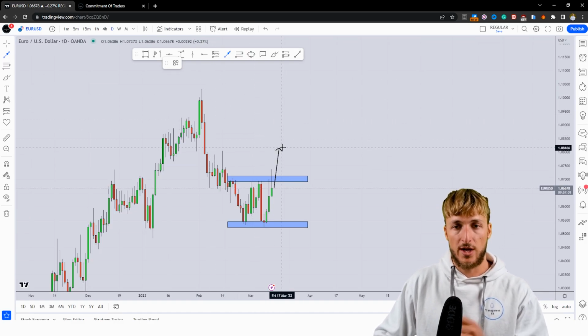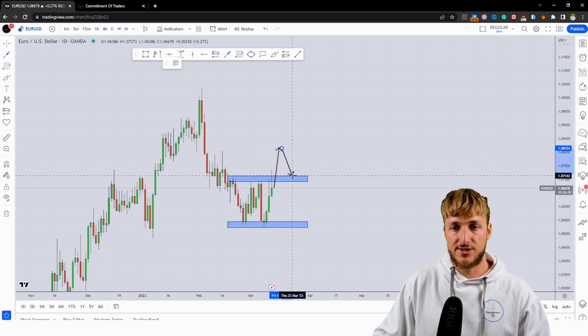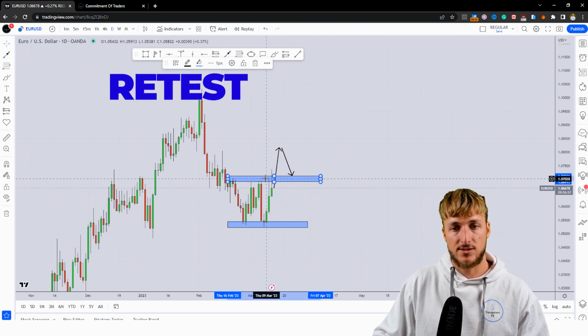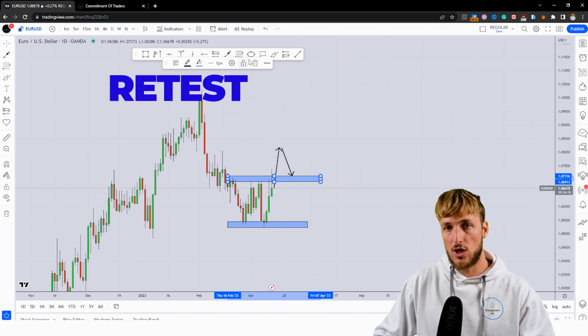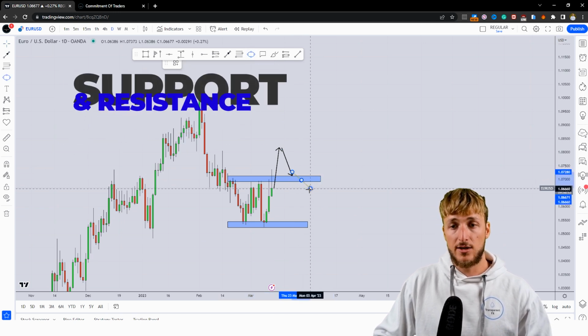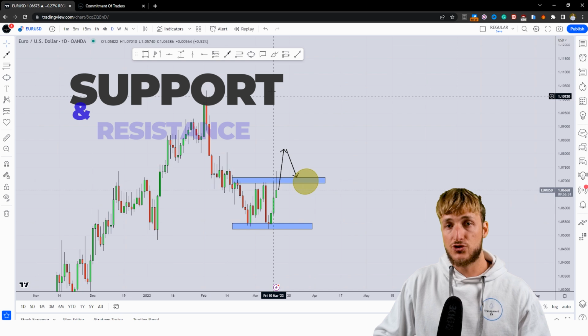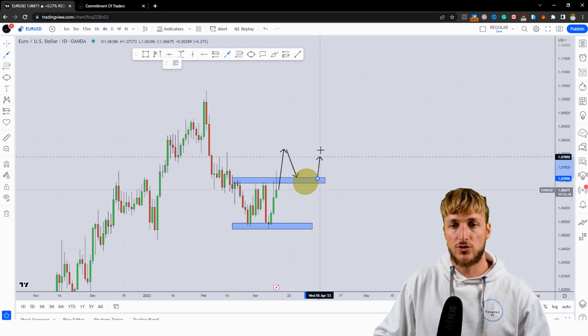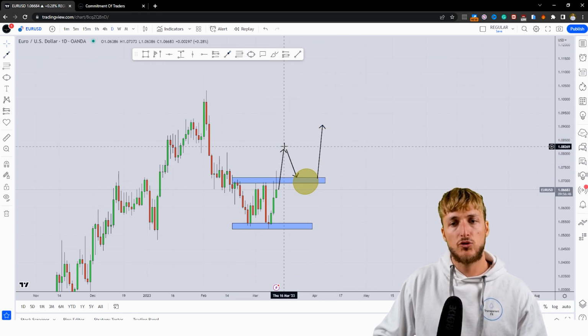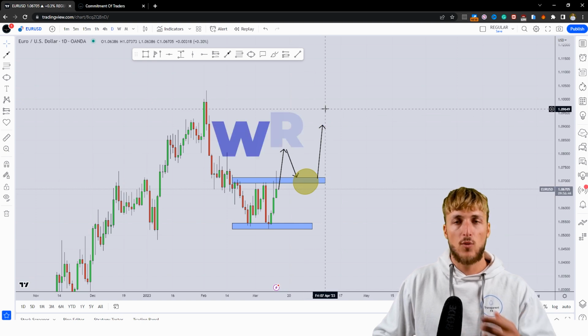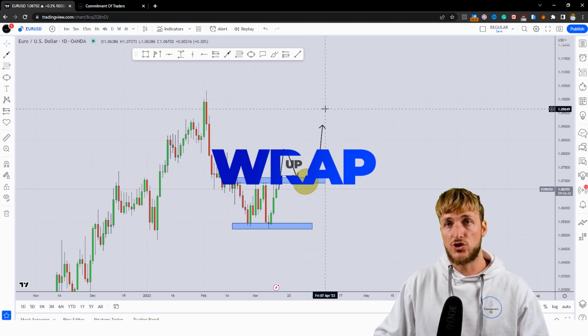So if we actually get a successful break above this resistance and a retest of this previous resistance, which at that point would become support, here is where we would have quite interesting probabilities for a potential rejection to the upside. So if we do get the break and the retest, how we could be approaching this potential rejection to the upside.